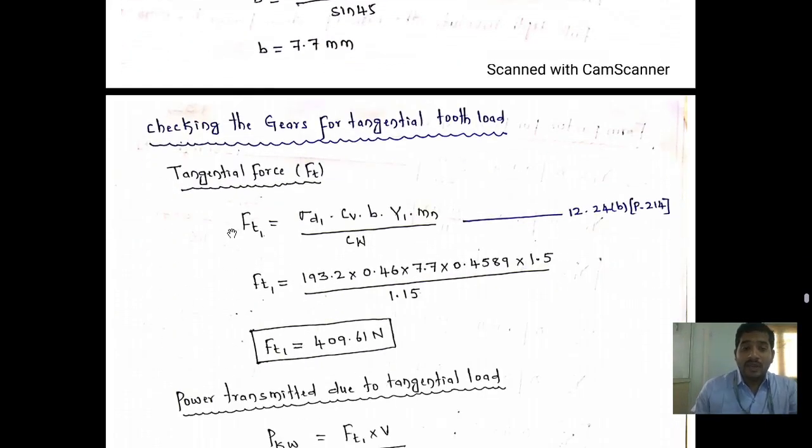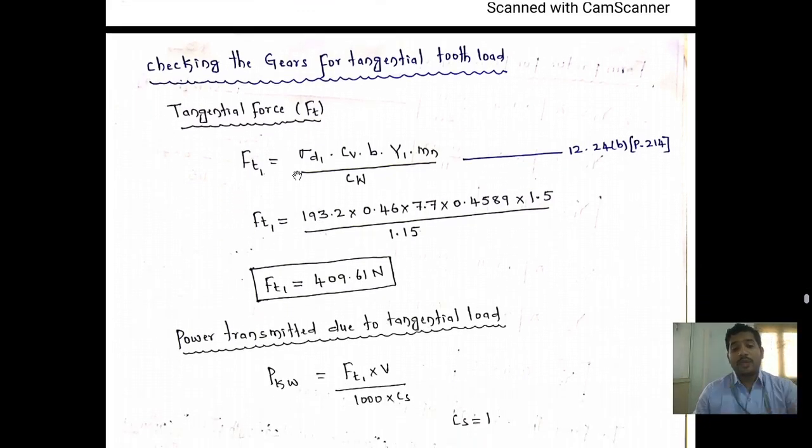Okay, after that we need to find out the tangential force. We have to check the gear for the tangential tooth load. For that you have to use the tangential force formula from page number 214, equation 12.24. So the static strength for the pinion is 193.2 into Cv, the velocity factor value 0.46, into face width 7.7 that we got, and the form factor 0.4589 into module 1.5 by Cw, which we got as 1.15. If you divide the whole value, then you will get the tangential force as 409.61 Newton.